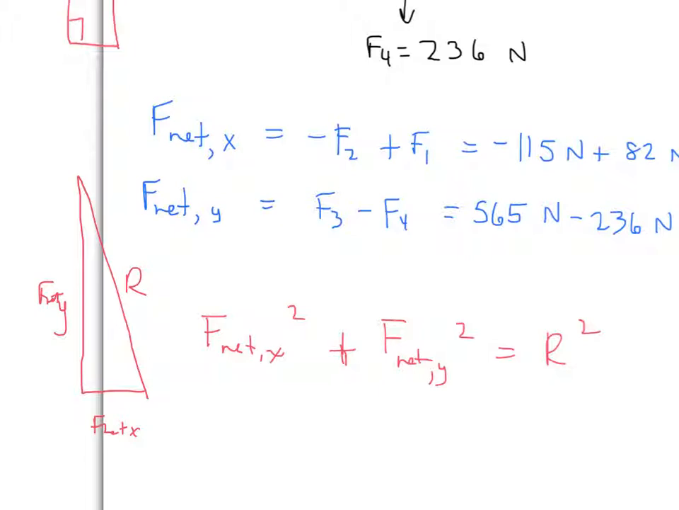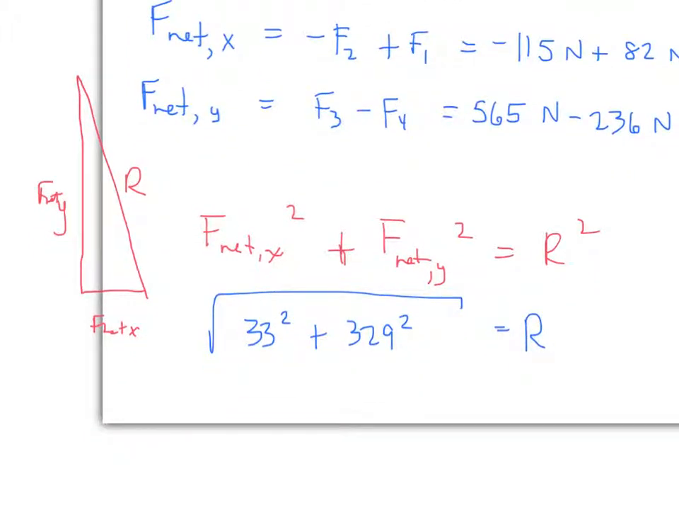Square root, very good. Let's square root the whole thing. So to get R by itself, it's the square root of this whole thing: 33 squared plus 329 squared. When I do this, I get 330.7. Please check to see that you get the same thing. Don't assume I'm right.